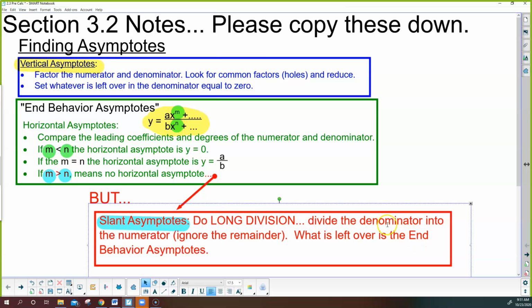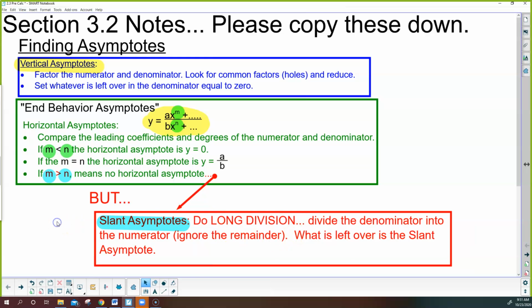I might even change the bottom part. I would prefer it to say slant asymptote here. Okay, so I'm going to give you guys a second to get caught up on that.